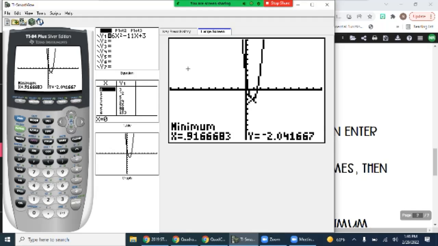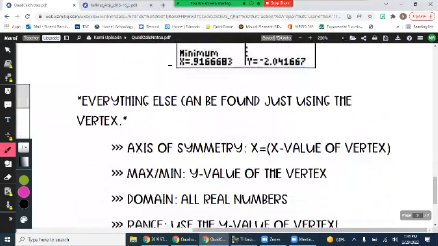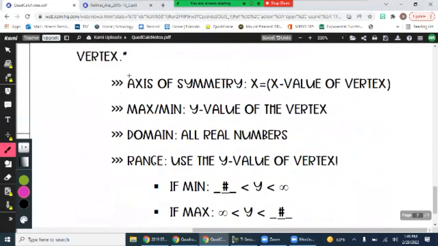So that is your minimum value. That is going to be your vertex. Now, all the other points can be found just using the vertex. Here, we're going to make ourselves a little key, and we're going to color code that key, and then we'll write the actual numbers on the other page. So your vertex should be given as an X and a Y value, as an ordered pair, as a point.